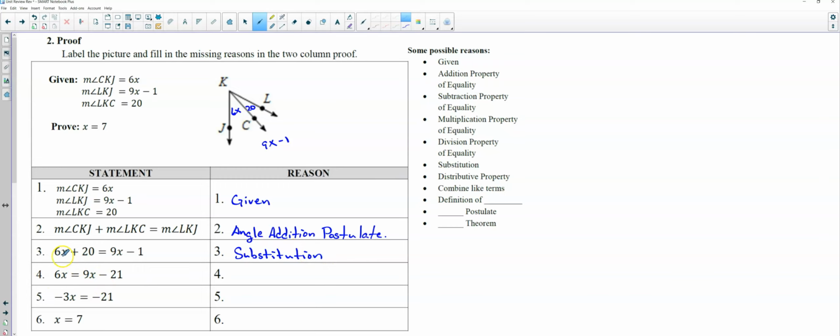Okay, so from there, what happened? Notice that it changed from 6x plus 20 equals 9x minus 1. Here is my 9x, but it says minus 21. So what they did is they took this 20 and subtracted 20 from both sides. So there is no longer the 20 here, and when you subtract, it gives you negative 21. So this is the subtraction property of equality.